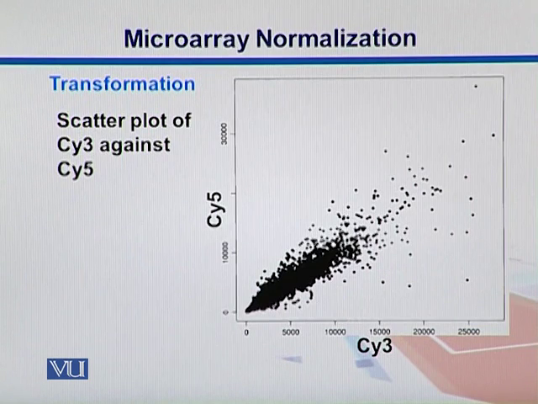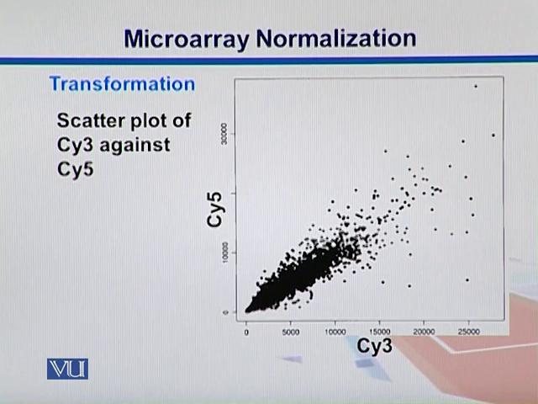Here is another effect of this transformation. So we have a scatter plot of CY3 against CY5. We can see the data points are quite scattered since there is a big range in the data. If you look into the scale, down there the expressions range from 0 to 25,000 and you have big variations. And then on the CY5 you have 0 to 30,000.